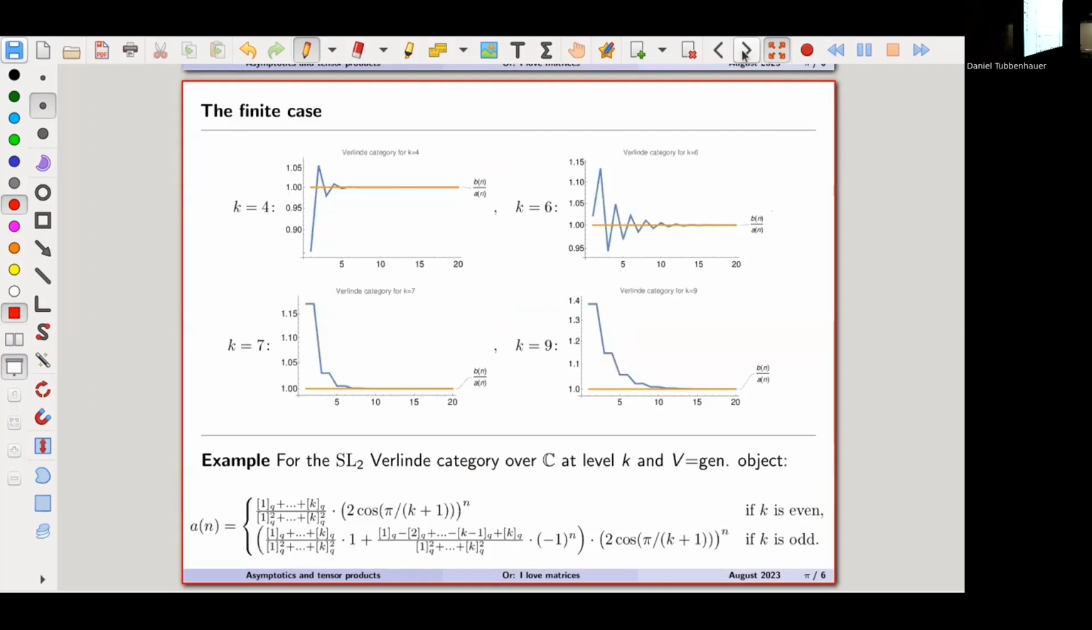So there's no reason to restrict to groups. You can do categories, for example, the semisimple quotient by tilting modules, and you do the same, you get closed formulas. But note here that the leading eigenvalue doesn't need to be an integer. You get closed formulas, you get asymptotics for growth rates.